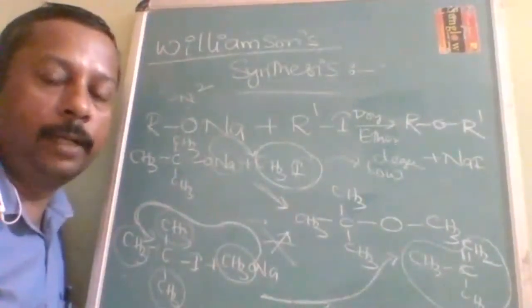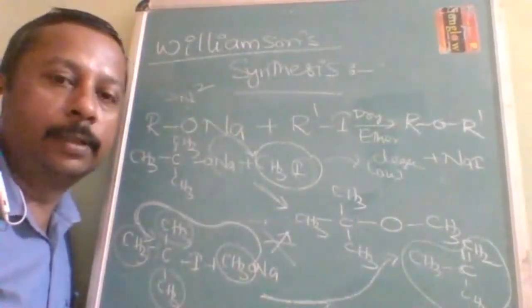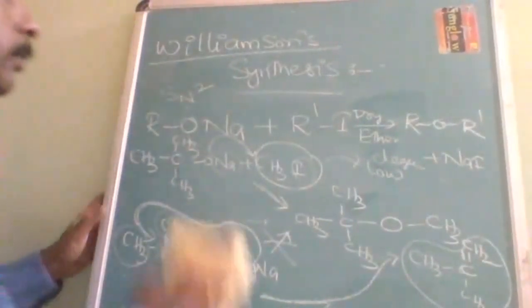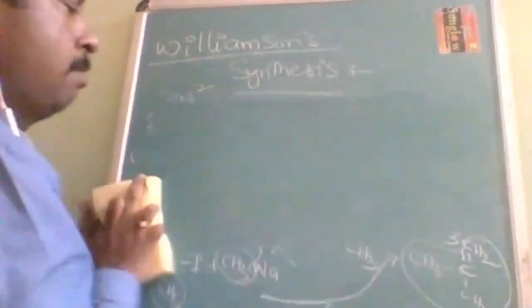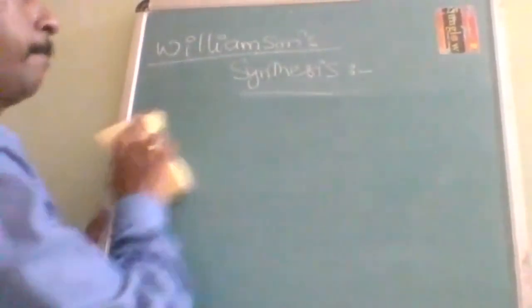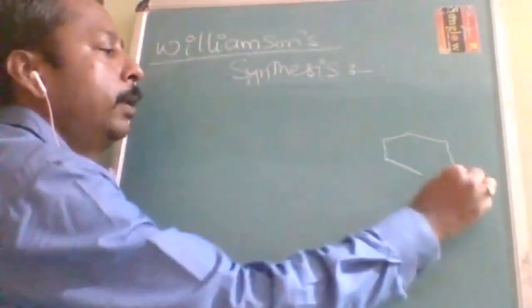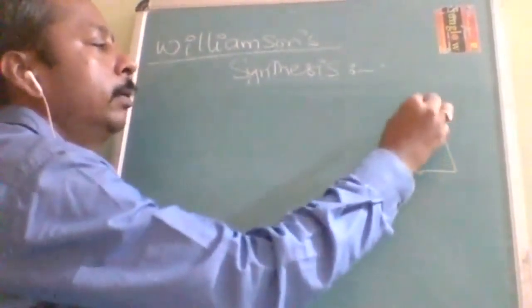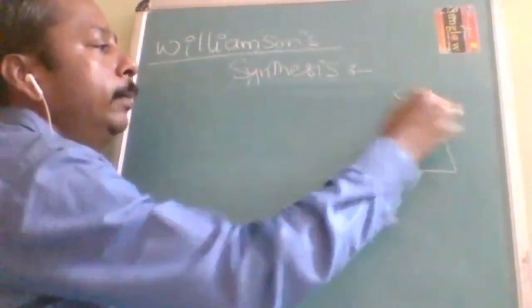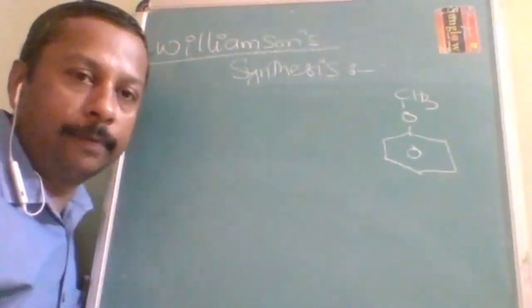Okay, this is for aliphatic. Now there is a different rule for the aromatic. What is that rule? I will tell you. Now let us say this product I wanted to prepare. What I told you its name is anisole. If I replace it with C2H5, it is called phenetole.